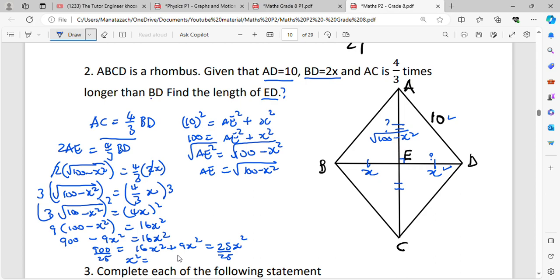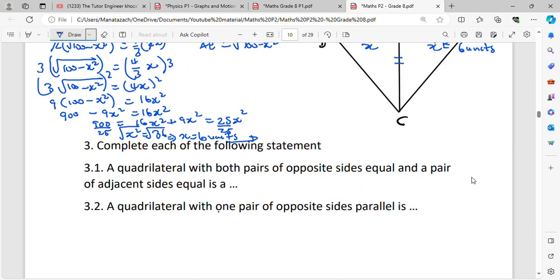900 divided by 25 is 36. So if you put a square root sign on both sides, you'll find that x is equal to 6. Right, so it's 6 units. Since you are not given the units, you'll just call it 6 units is the answer. So we can conclude that ED is 6 units. So we are done with that part of the question.